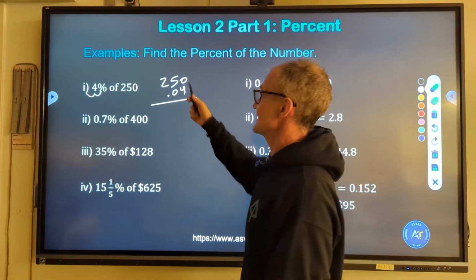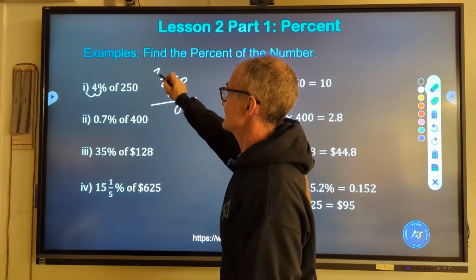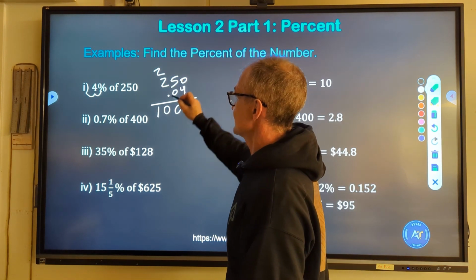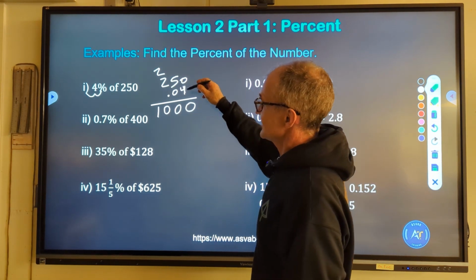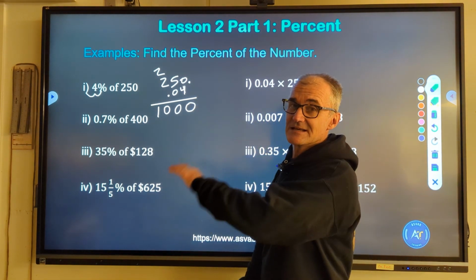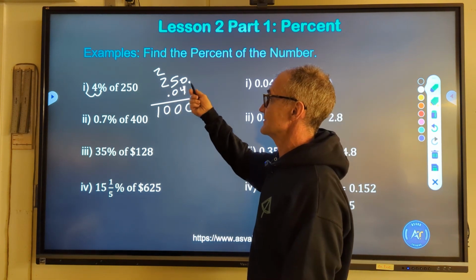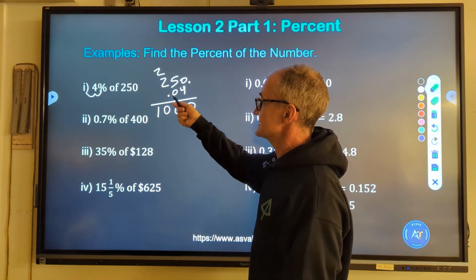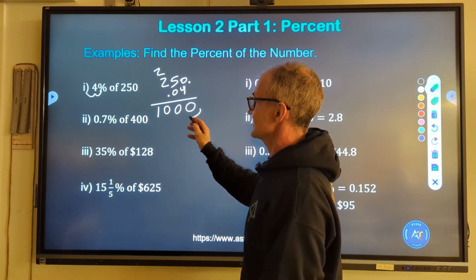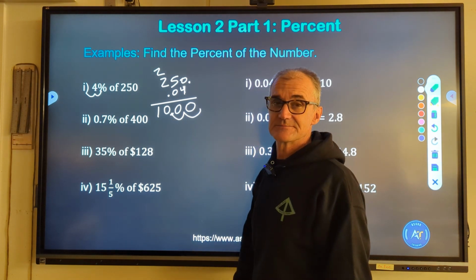To do this, 4 times 0 is 0. 4 times 5 is 20. Carry the 2. 4 times 2 plus 2 is 10. Then these are all zeros. And then when I multiply here, I count up the total number of places the decimal is over to the left. So that would be 250.0, which is not over at all, but this decimal place is 1, 2, 2 places over, so I go over 1, 2, and that gives me 10 even.